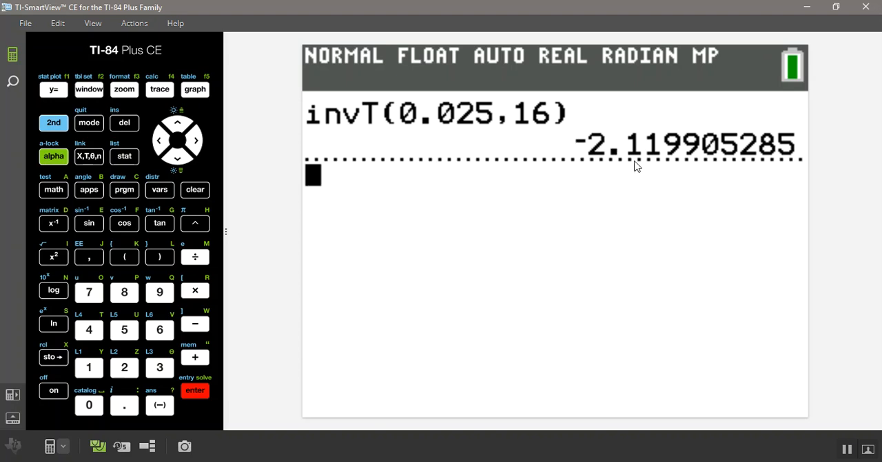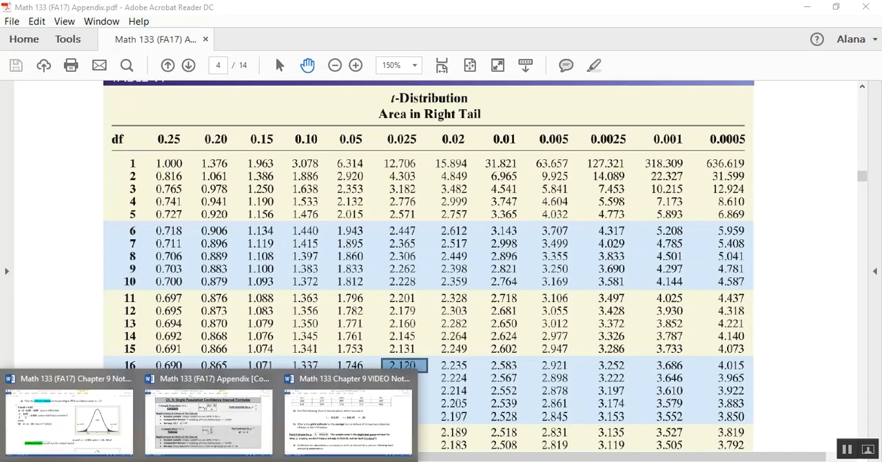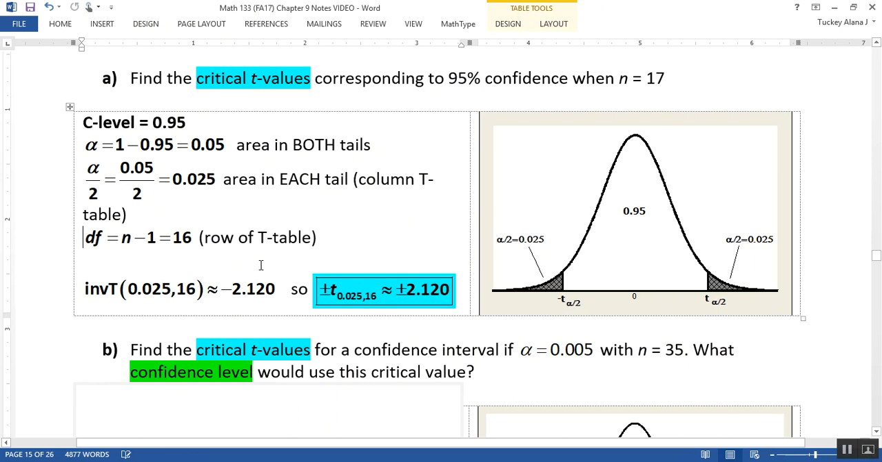Now it's giving me the negative value because I put in 0.025, which is a small amount, so it's doing the left tail, just like inverse norm would. So it's negative 2.120, but I know that that's positive 2.120 or negative, depending on which one I want, left or right. So I have the work right there, which is inverse t 0.025 comma 16, but my answer is actually plus or minus t.025 comma 16, which is plus or minus 2.120.